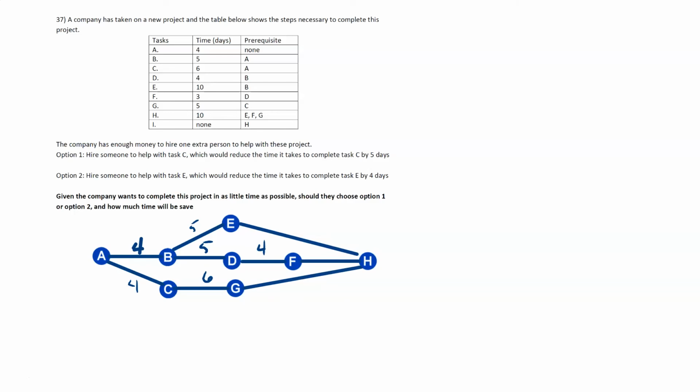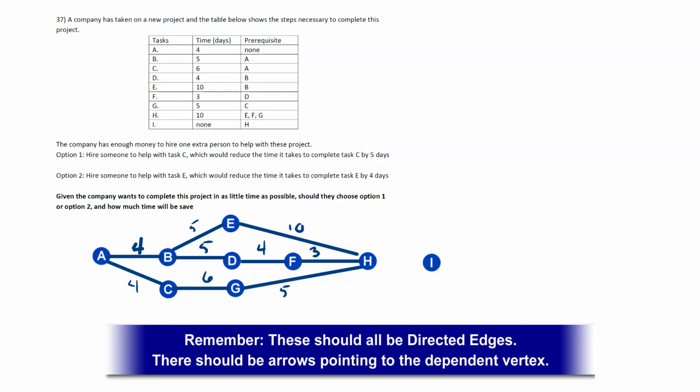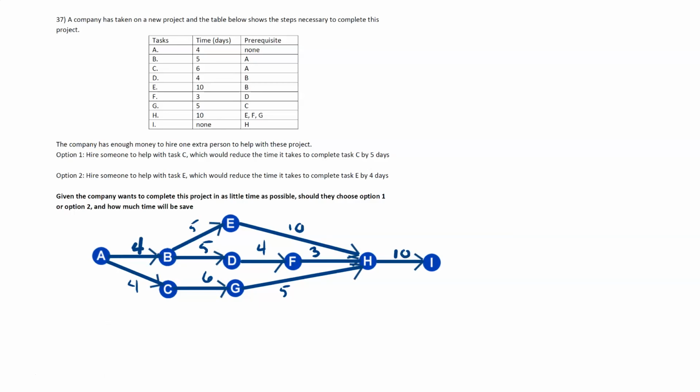Put in the weights for E, F, and G. And finally, Task I simply requires that Task H be completed. And Task H has a weight of 10. Now we have to look at each option and see the impact that hiring somebody to help with a particular task is going to have on the total timeline.